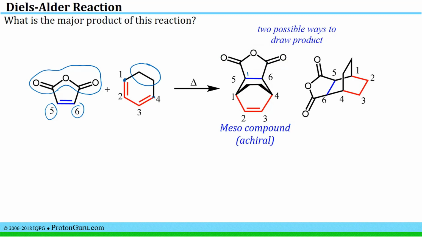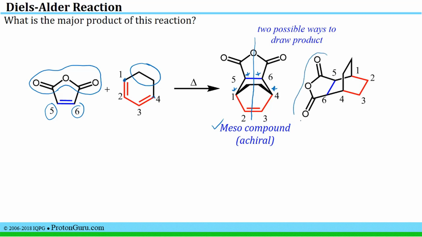And although there are chiral atoms here, here, here, and here in this structure, we also see that there is a plane of symmetry. So this is a meso compound, a compound with chiral atoms, but the molecule has its own symmetry. So there's only one possible isomer to draw here.